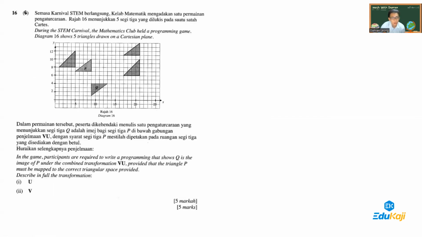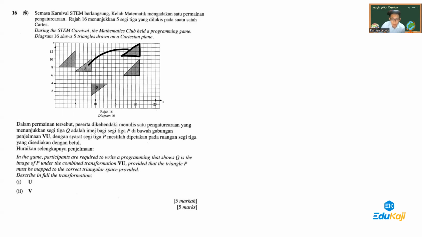16C. So this one, I have 5 triangles on the Cartesian plane. In the game, participants are required to write a program that shows Q is the image of P under the combined transformation VU, provided that triangle P must be mapped to the correct triangular space provided. Describe in full transformation U and V. If we compare here, these two triangles aren't even the same shape, so it must be this one.